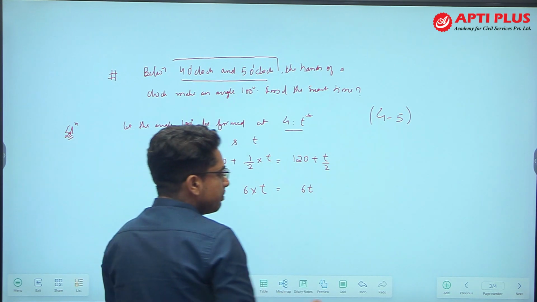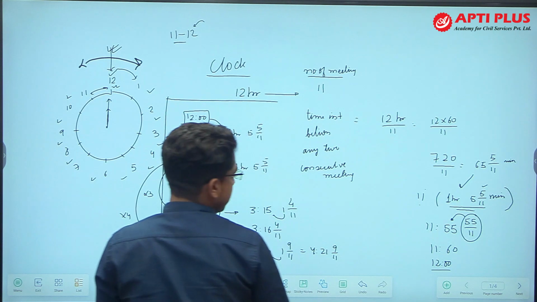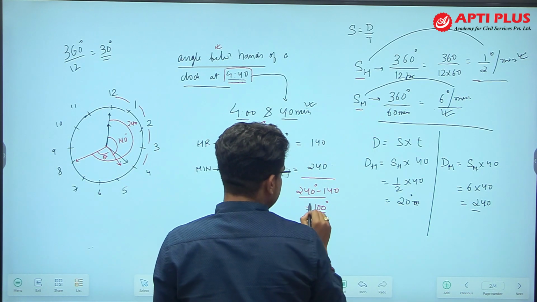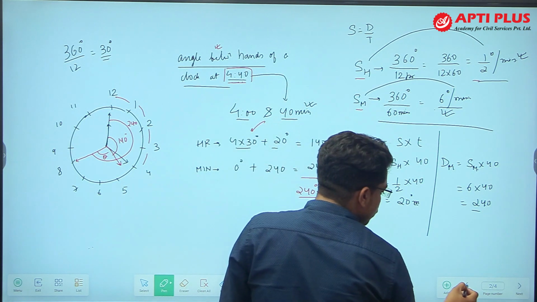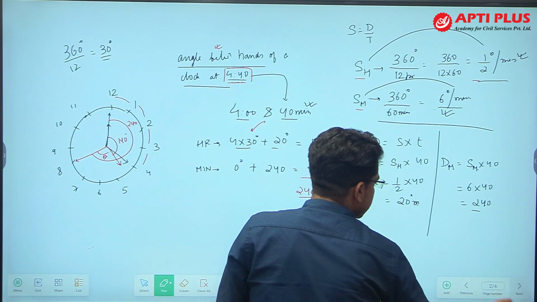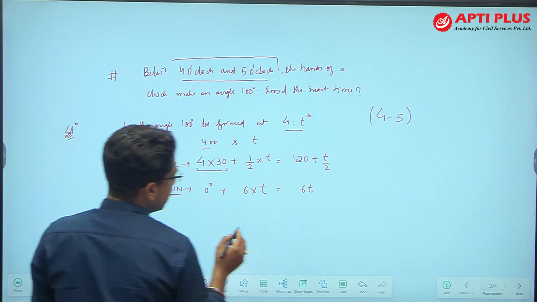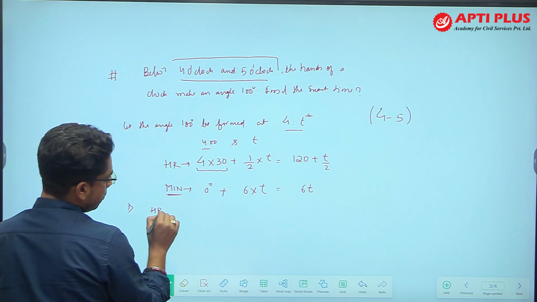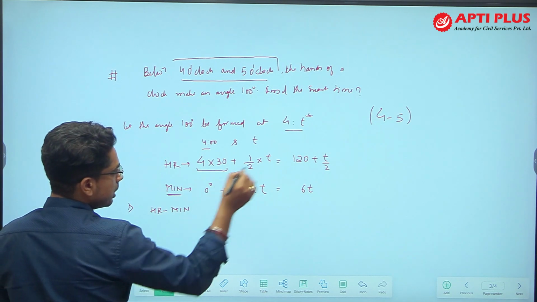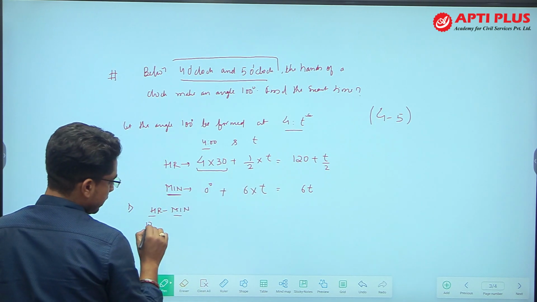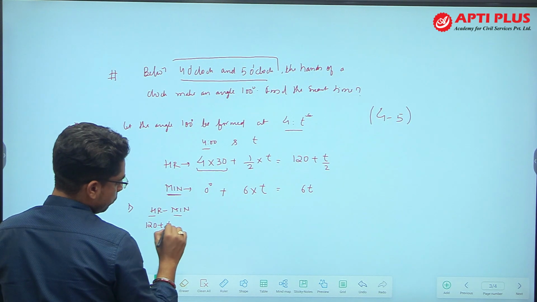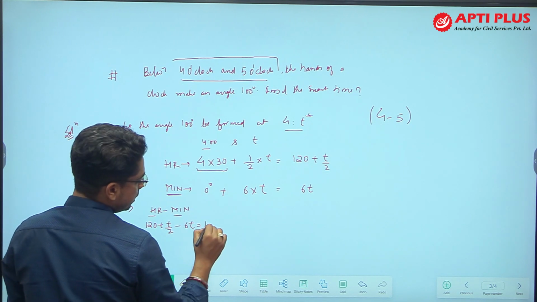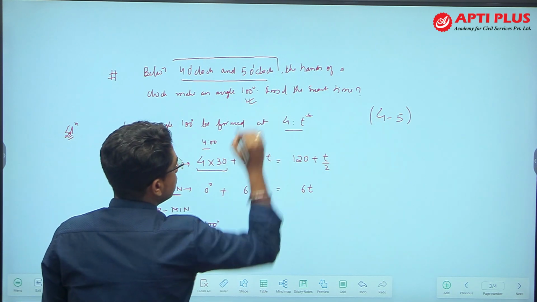Now if you remember in the previous case, what did we do? We calculated the difference. This minus this was equal to 100. So here also, can't I say that the difference should be equal to the angle? So first case we'll write down, it has to be hour hand minus minute hand. So what is the hour hand distance? 120 plus t by 2 minus 60 is going to give me how much? 100 degree, because that is the angle given.